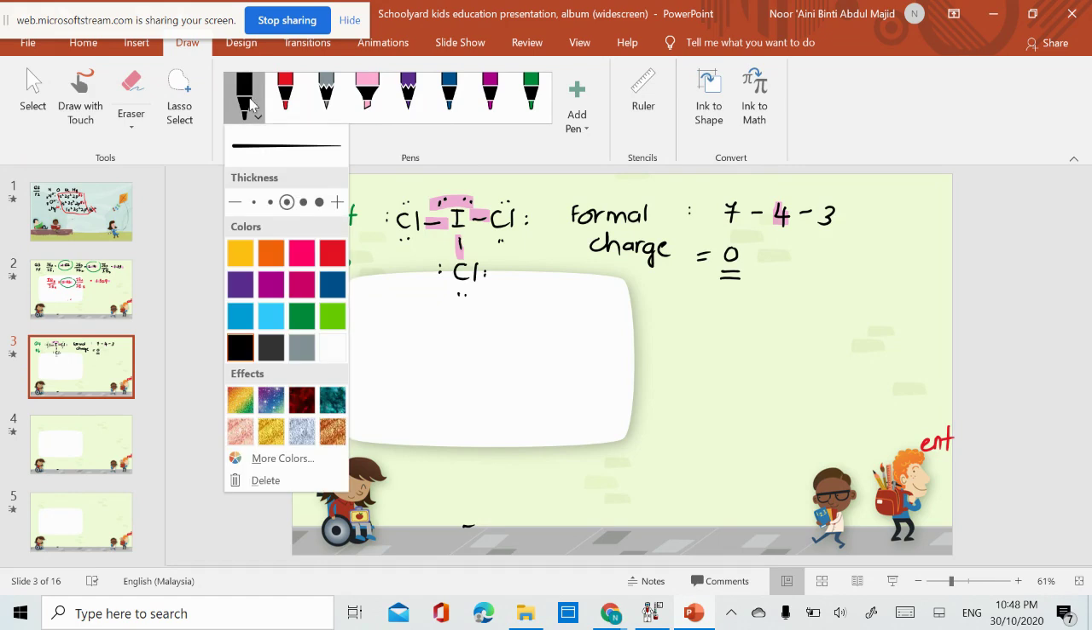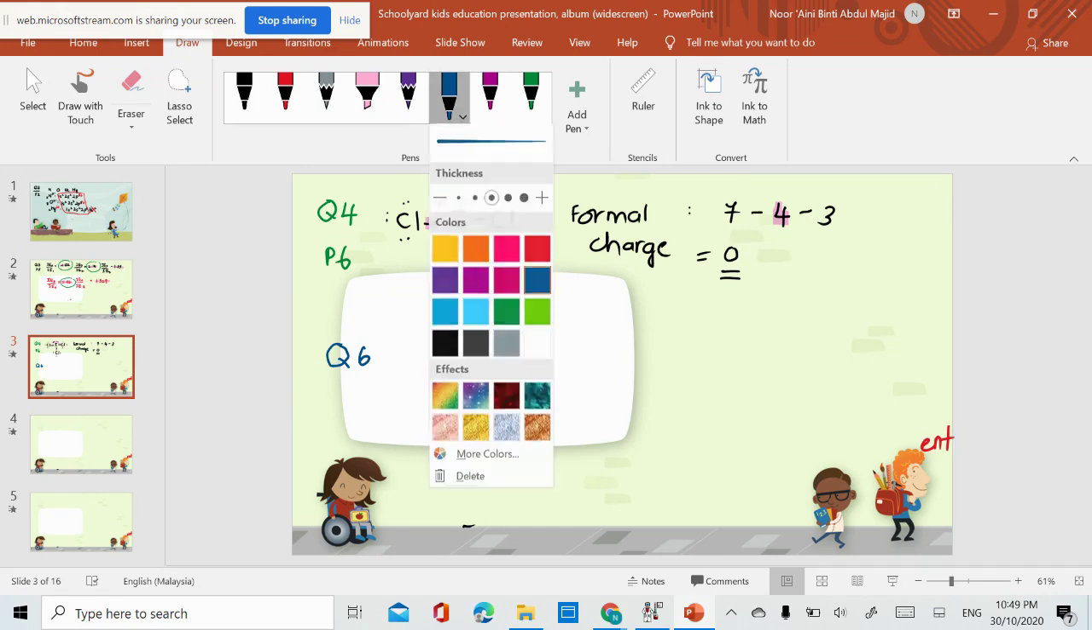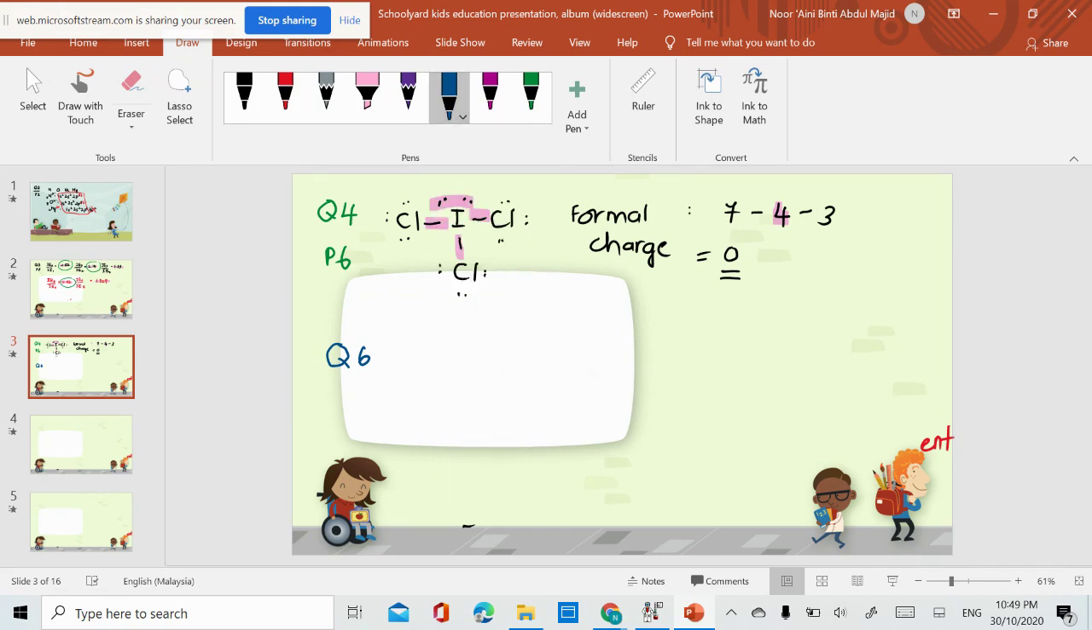Question 7. Or should I proceed to 6? Yeah, 6 first. This question was asking about the bond which is most polar. So you need to calculate the difference in electronegativity. If you calculate the difference in electronegativity between O and F, you'll get 0.5. The values are given. You just calculate from the given values.